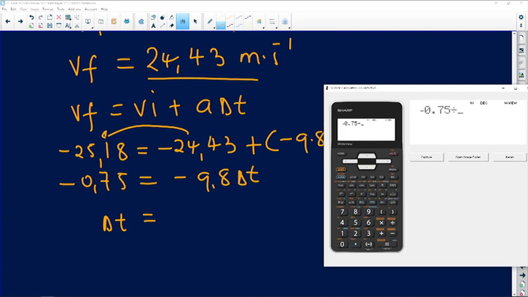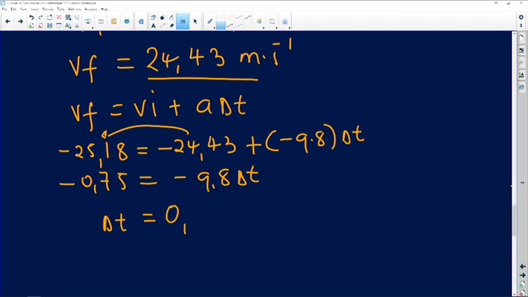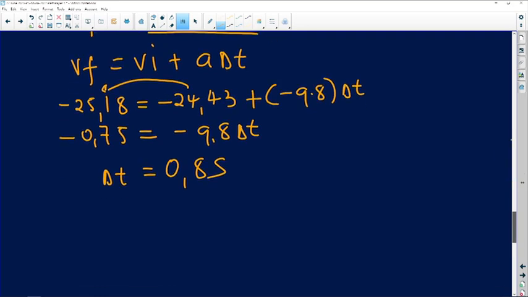0,75. We divide by a negative 9,8. And therefore, our time there is going to be 0,76. We can round it off to 0,8 seconds. And that's how we do question 3.2.3. You get full marks there on time.